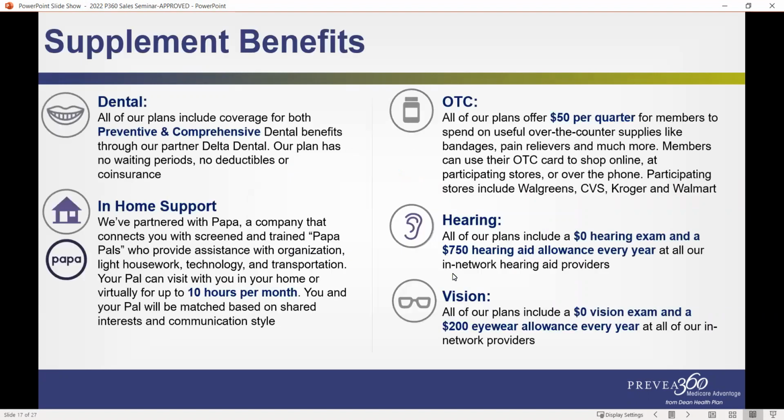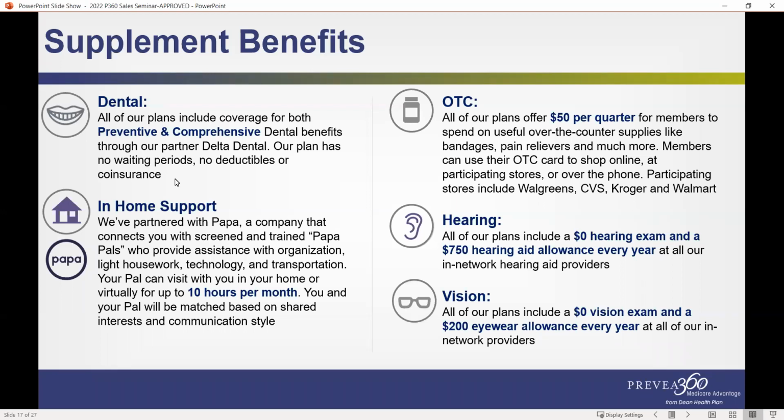So first, we're going to talk about some of the supplemental benefits that come with our plans. And the first is the dental. All of our plans include coverage for both preventative and comprehensive dental through our partners, Delta Dental, and that is their Delta Dental Medicare Advantage network. One nice thing is our plan has no waiting periods and no deductibles or coinsurance. It's a very simple copay structure.